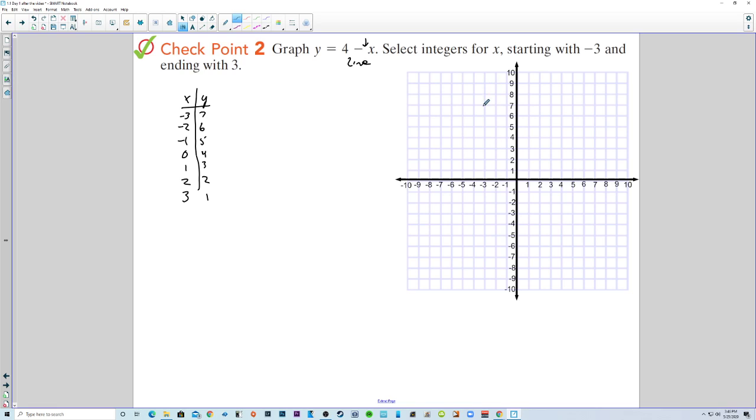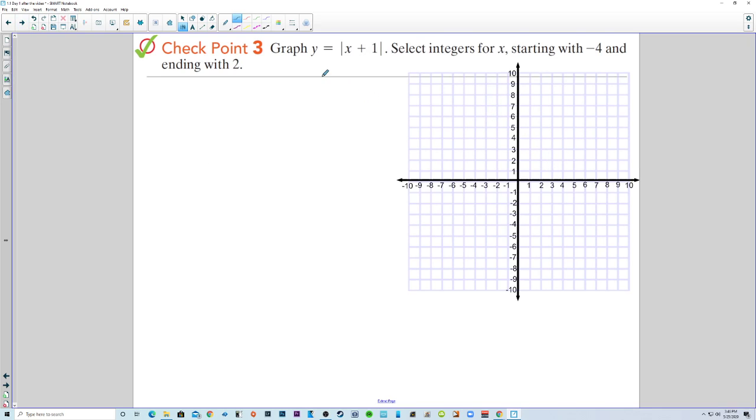So -3 is 7, and then the slope is -1. So it's all of these points right there. There's the line from -3 to 3. Not a great line. This tablet that I'm using is kind of tough to graph with. Graph y equals absolute value of x, and we're going to go from -4 to 2.